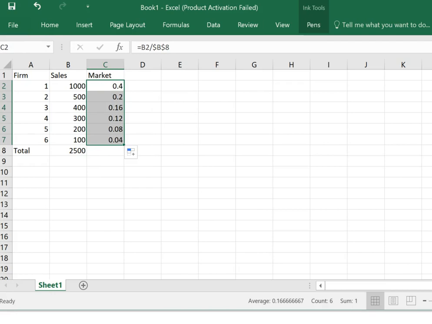Perfect, right? And again, if I look at 1, 2, 3, 4, notice down below, I've got the sum of the market share of the top four firms. Yeah, that's the C4. Perfect, right?